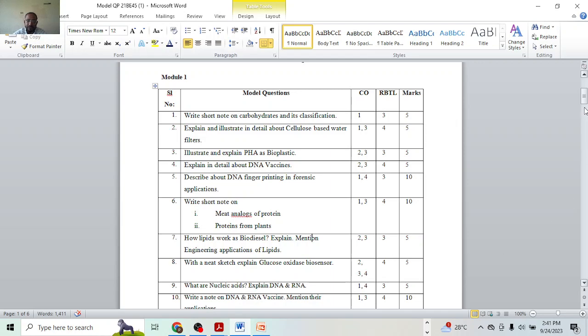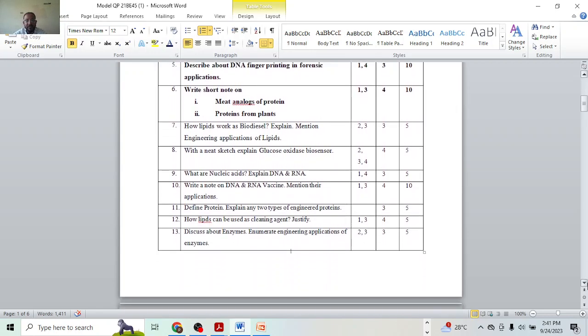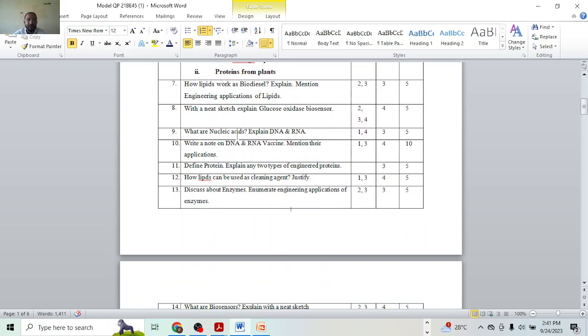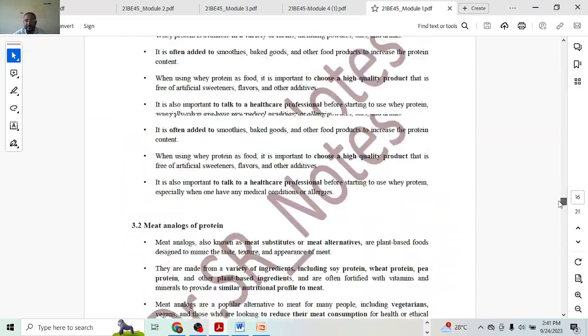Okay, so that's it. So DNA fingerprinting, if it is asked for 10 marks, that I spoke about for 5 marks. So if DNA fingerprinting or meat analogs or proteins is asked for 10 marks, you expand your answer, whatever is given in the notes, you write all those things, so that you will get the 10 marks. So always frame your questions. Okay, what are nucleic acids? Explain DNA and RNA. So again you go back to the nucleic acids here.